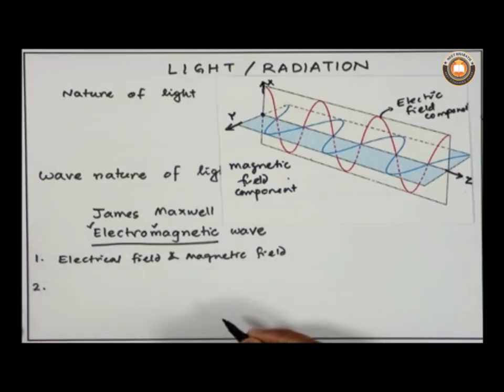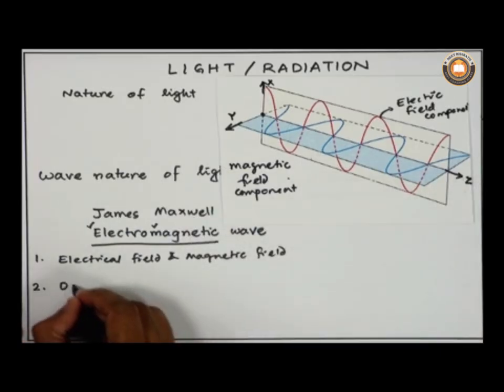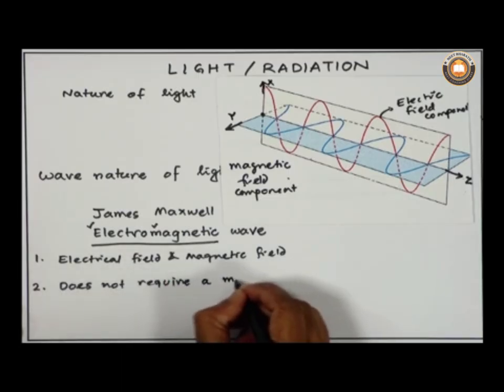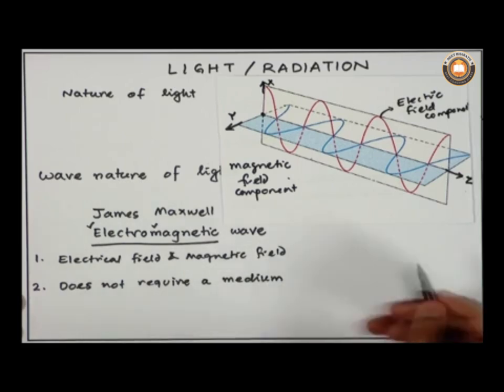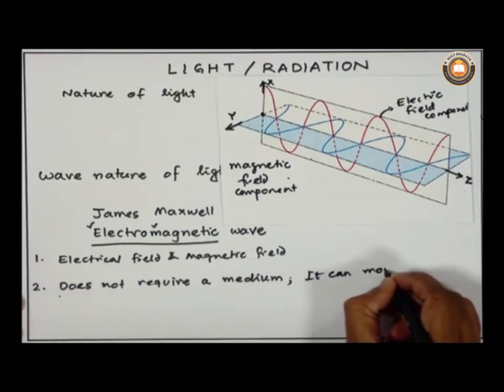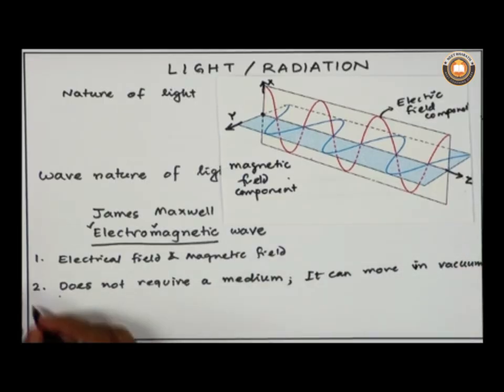The other property that we would appreciate is that for an electromagnetic wave to be propagated, it does not require a medium. What does that mean? It can move in vacuum. This is unlike any other wave. Other waves require a medium to move, but electromagnetic radiation does not require any medium to move. Therefore, it can move in vacuum. This is a very important property.